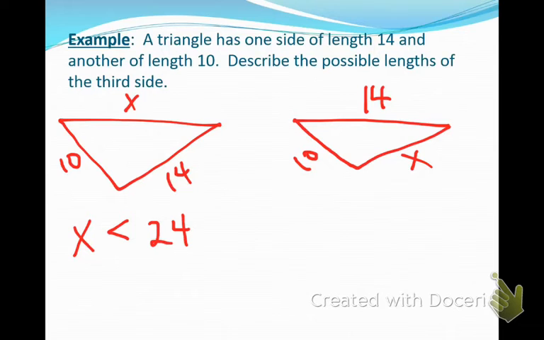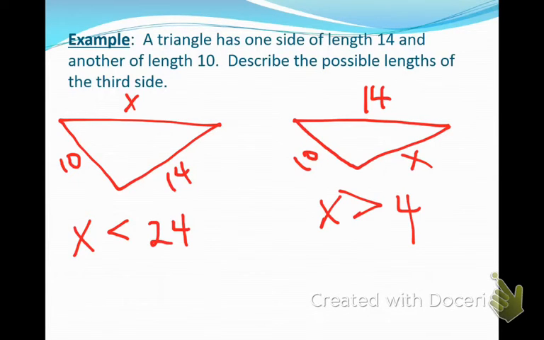Is 3 a possible value of x? No. Then the sides wouldn't touch. Is 5 a possible value of x? Yes. 10 plus 5 is 15. That's greater than 14. So the cutoff point would be what number? Not 5. 4. Yes. x is greater than 4. Okay? We've got x is greater than 4.